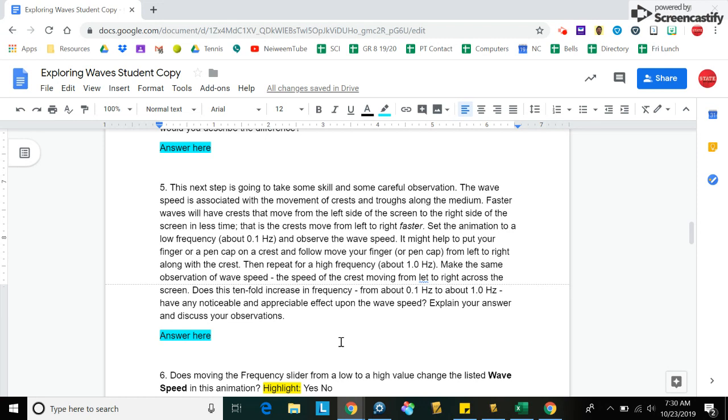about 1.0. Make the same observation of wave speed, the speed of the crest moving from left to right across the screen. Does this tenfold increase in frequency have any noticeable and appreciable effect upon the wave speed? Explain and discuss your observations.